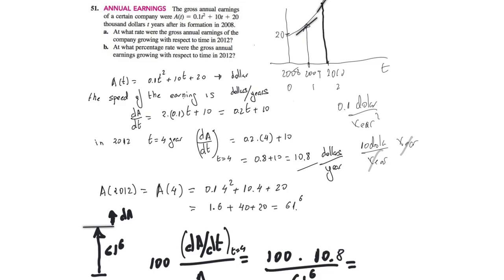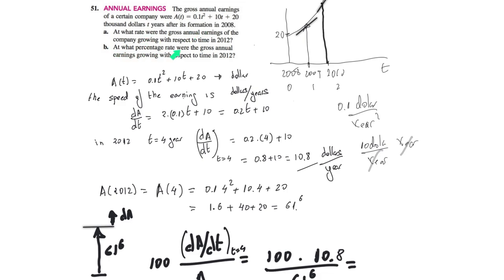So in 2012, you are earning $10.8 per year. Every year you are going to earn 10.8. Obviously, if it's a company, this amount is fixed in thousands, so it would be $10,800 per year. So we have answered question A. Let's go to answer question B.